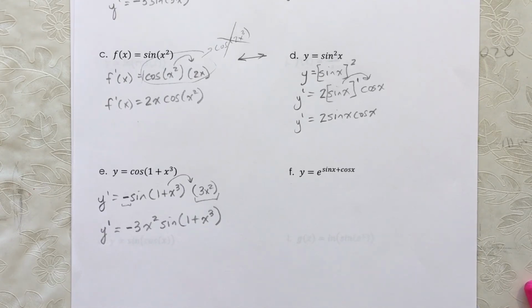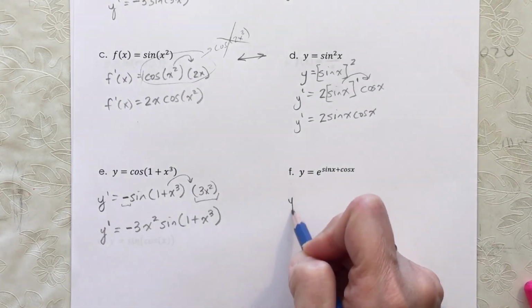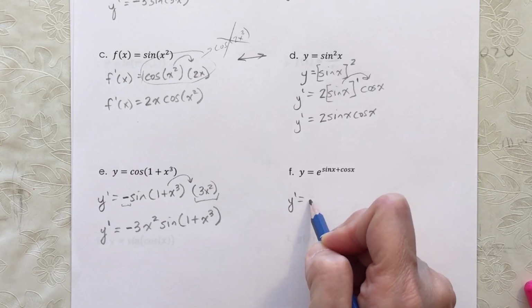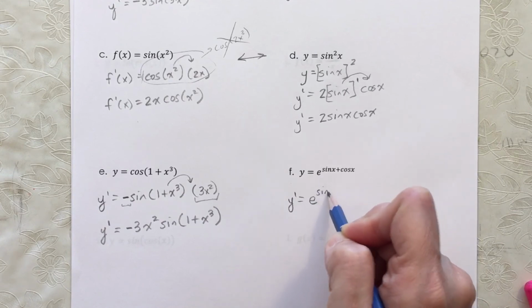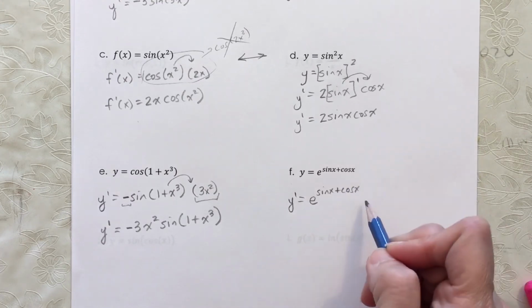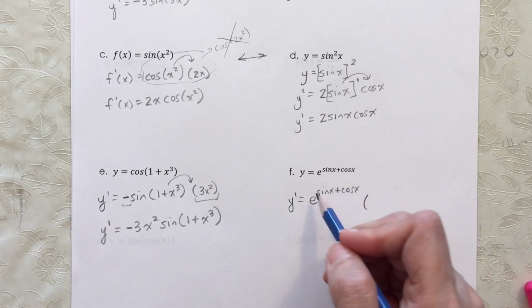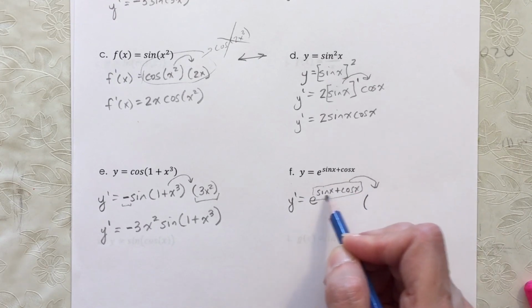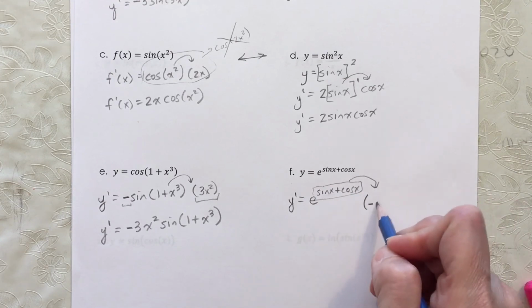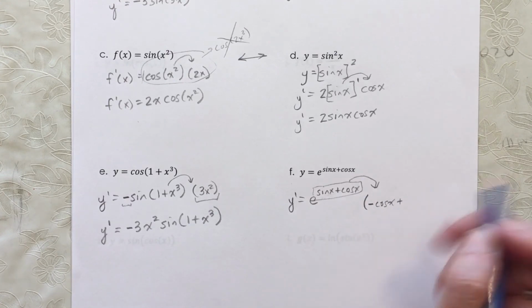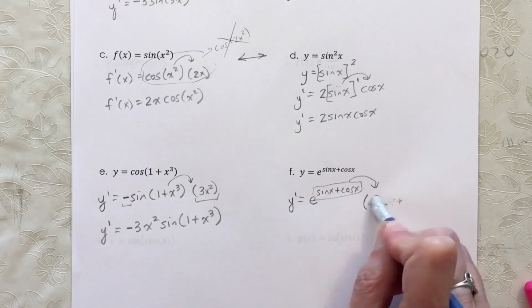So y equals e to the sine x plus cos x. So y prime, first it's an e, so an e works as e to the whatever. So that's your outer derivative. And then times your inner derivative, which is going to be the derivative of the exponent. The derivative of sine of x is just cos x.